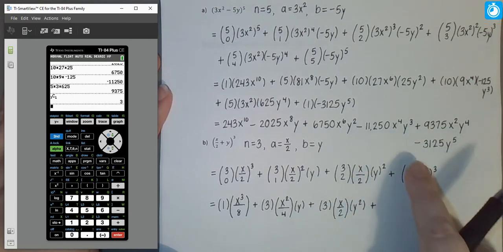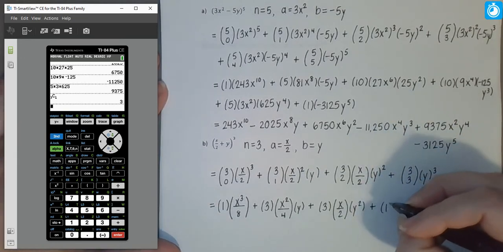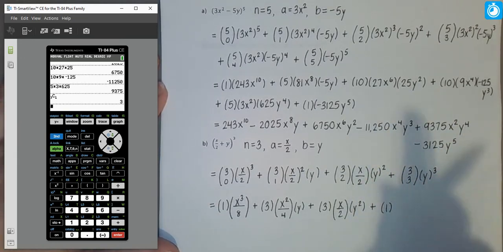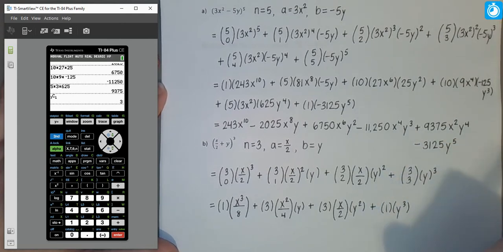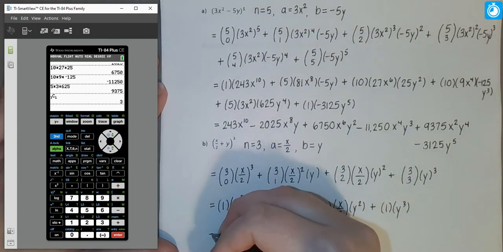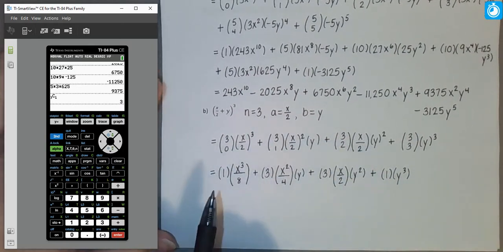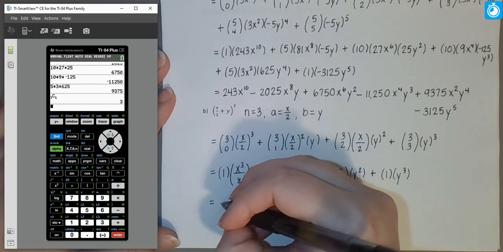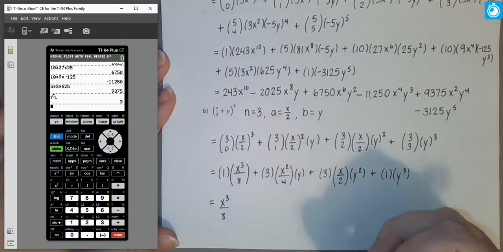Plus, last term, 3 choose 3, well that's going to be 1. X over 2 disappears, and we just have y cubed. So let's clean it up. Okay, so our first term, just 1 times x cubed over 8, so that's just going to be x cubed over 8. Alternatively, we could write it as 1/8 x cubed if we want. Not a big deal either way.